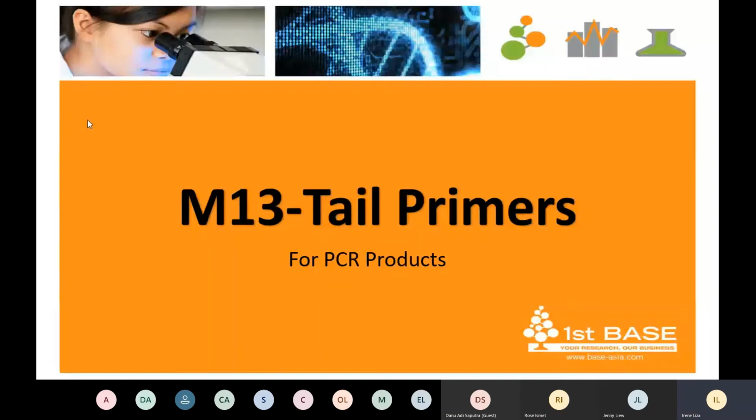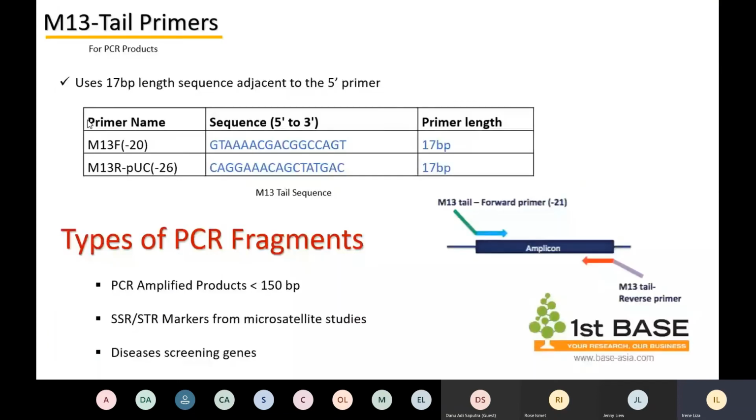Let's move on to M13 primers specifically for PCR products. For our M13 tail service, we are going to use a 17 base pair length sequence adjacent to the 5' primer. So this is the primer and that is the length.